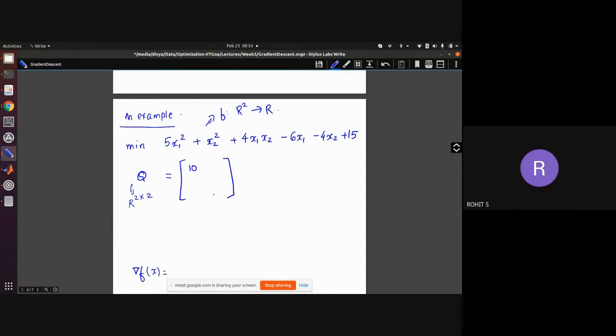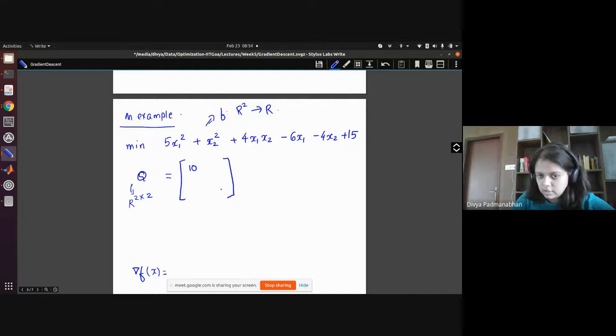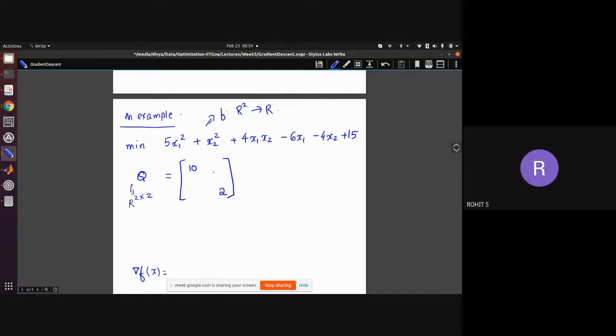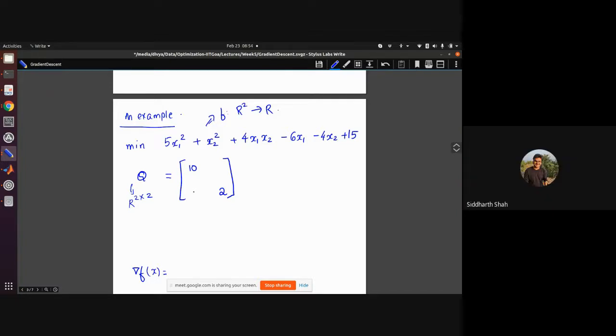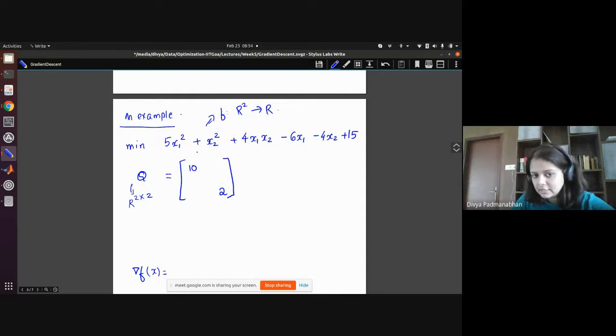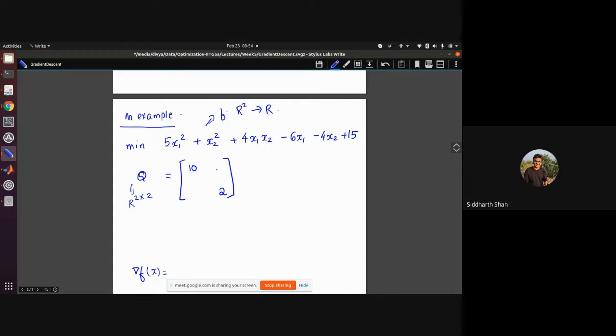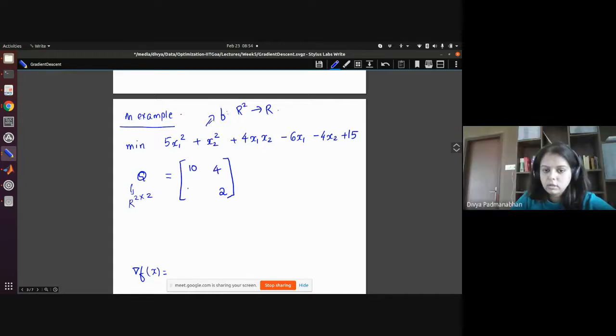The bottom right is 2. Okay. What about these? Any one of these could be 8 and the other would be 0. Okay, so we want it as a symmetric form. So it would be 4, 4. Okay. So how did we get this?